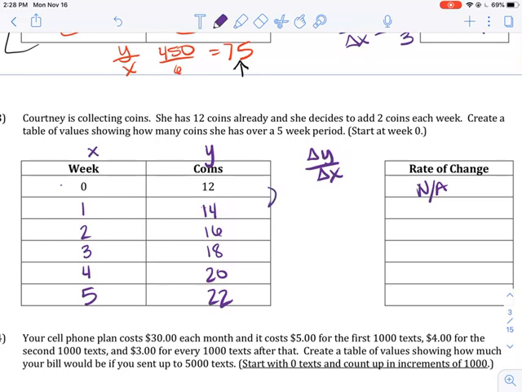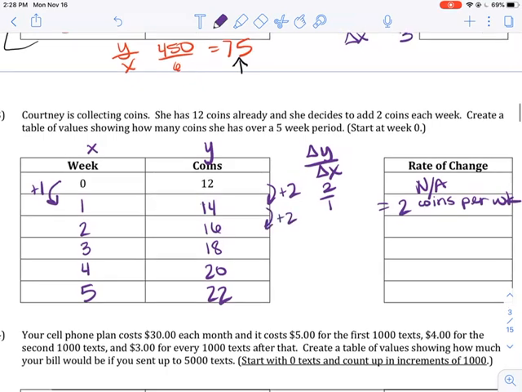Okay. From 12 to 14, we went up 2. And from 0 to 1, we went up 1. My change in y over change in x is 2 over 1, which divides out to 2. And you need to write the units. So it's going to be y per x, so coins per week. Okay, then this one's actually really boring because it just does this the whole way. So each one you're going to find that it's going to get 2 over 1, which equals 2.